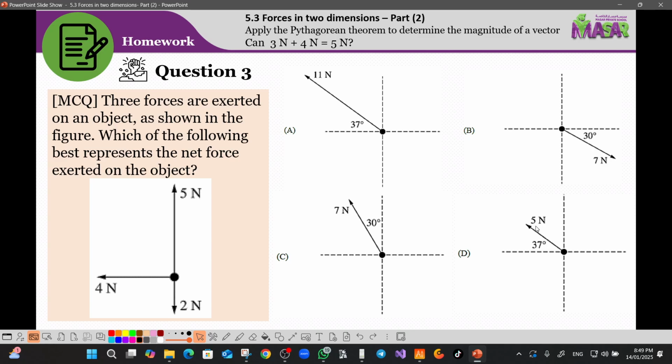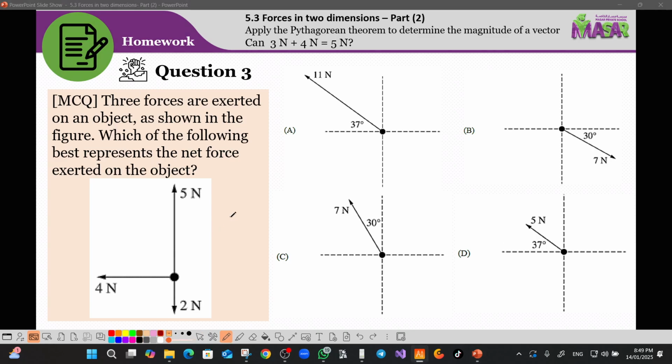So if we determine the magnitude of the net force, we may have a chance to determine which one is correct. Let me determine the F net for you. In order to find the F net, we need to find the summation of forces along the vertical and the summation of the forces along the horizontal. Let's start with the vertical. We have 5 up and 2 down. The resultant will be plus 3 Newton. Along the horizontal, we have only one force to the left, which is minus 4 Newton.